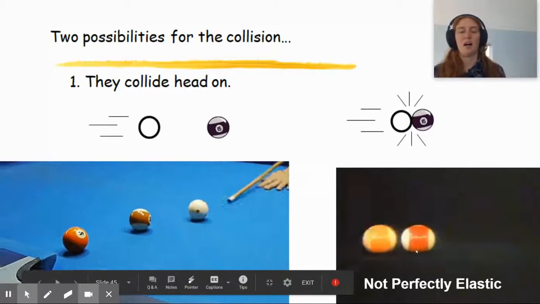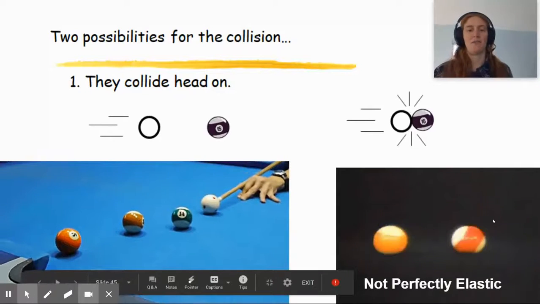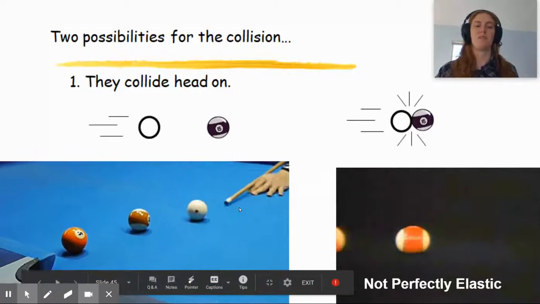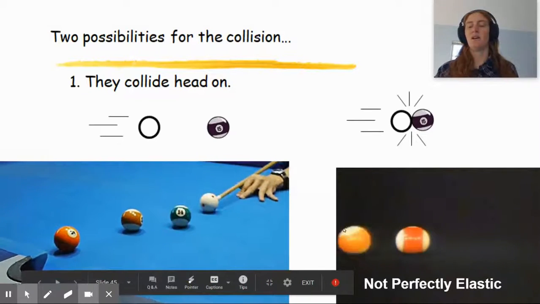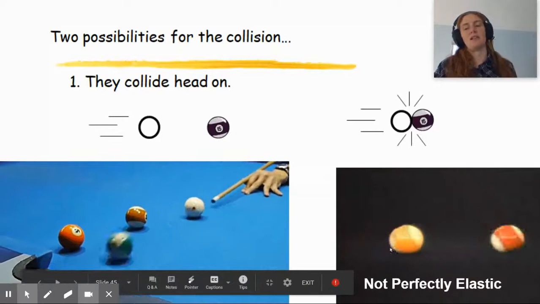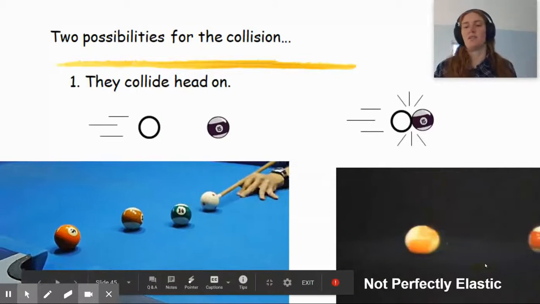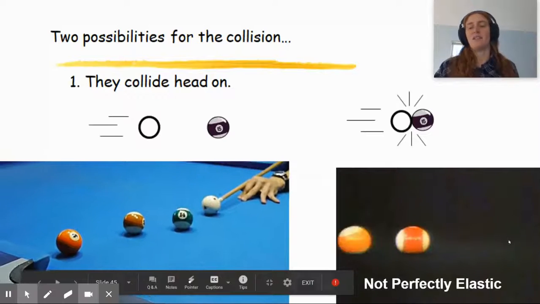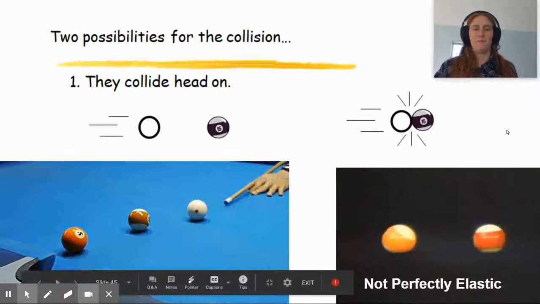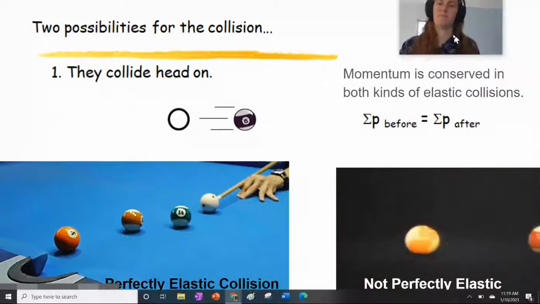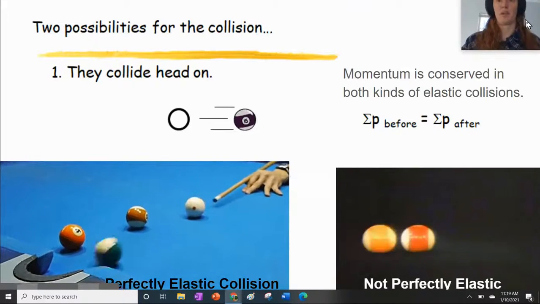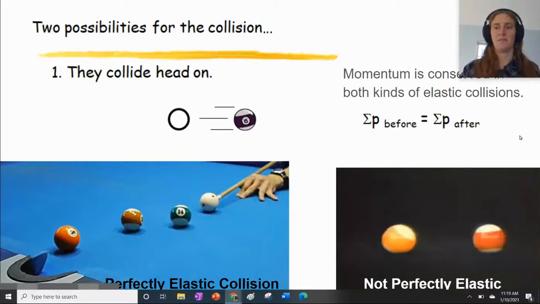And in both of these, you're going to have conservation of momentum. So here they have the same mass, so one stops, the other one keeps going at the same speed. This one, the yellow one, comes in faster and some of the momentum stays on the yellow one, but most of it gets transferred to the red one. So you can tell that they both have the same momentum together before and after. So momentum is going to be conserved in both kinds of elastic collisions.